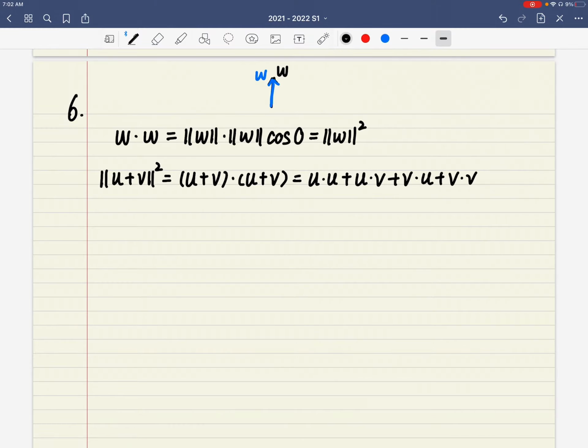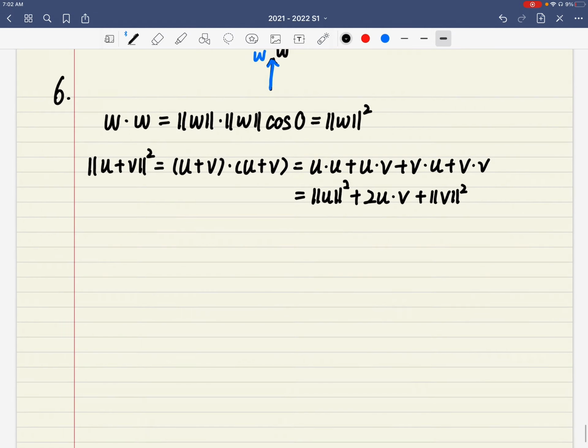Then U dot U, now you need to use this formula backwards. U dot U is the length of U squared. U dot V and V dot U, they are the same. And V dot V is the length of V squared.